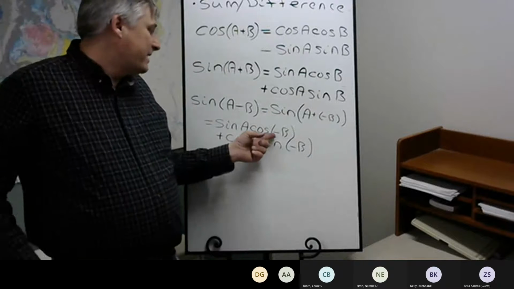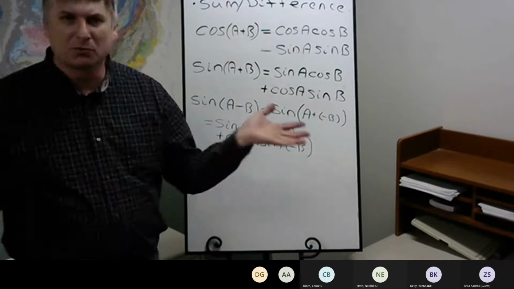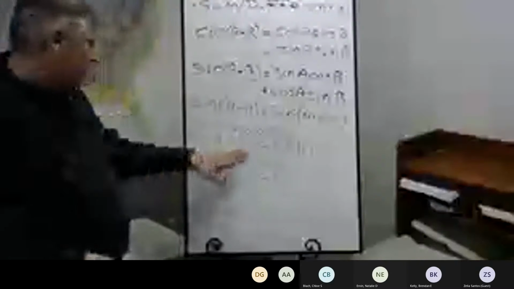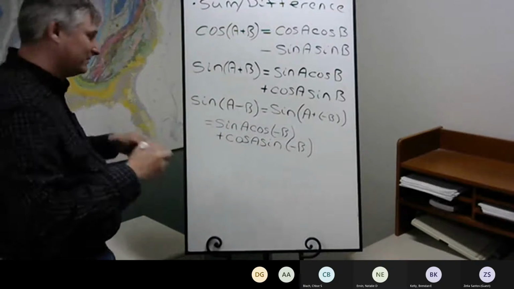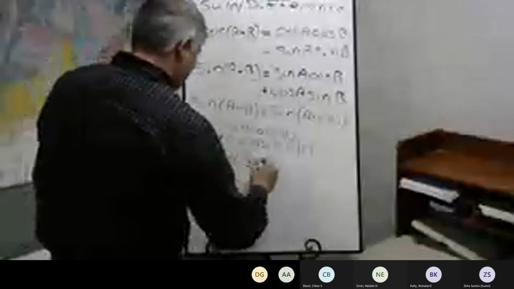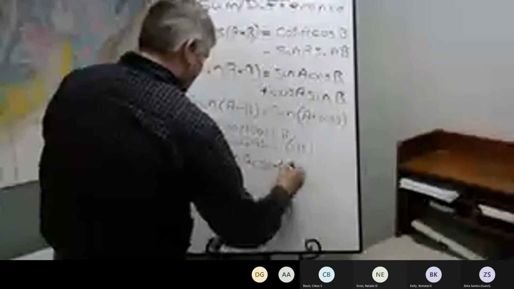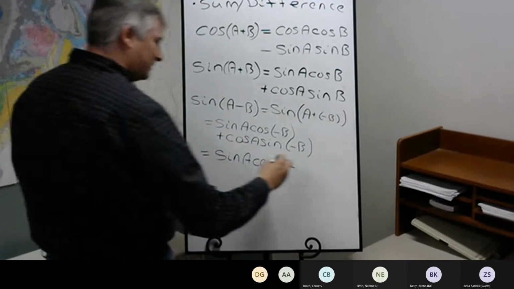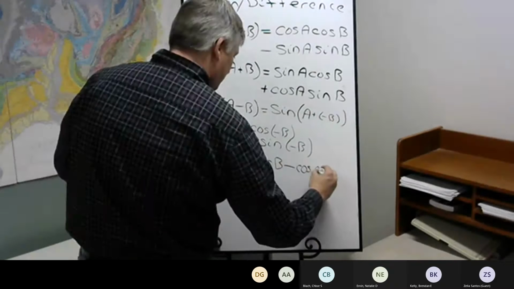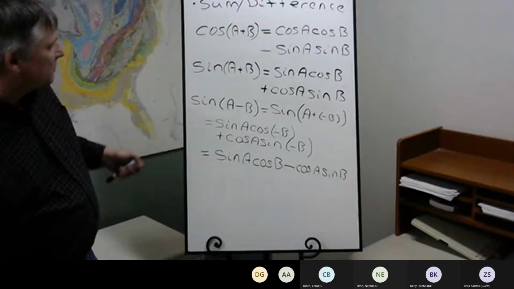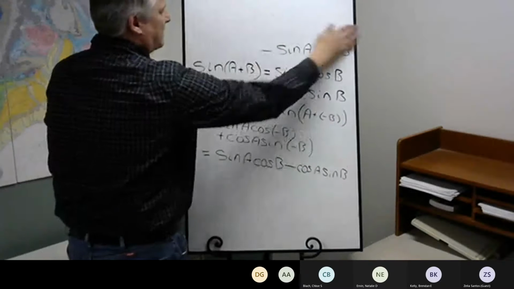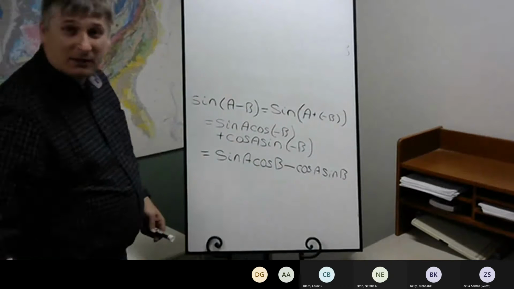So again, the cosine of a negative takes out the negative, it goes away, behaves like an even function. Sine of a negative is going to be like an odd function. It's going to come through. So we're going to get this: the sine of A, cosine of B, minus, because this will come on out, cosine A, sine of B. So now we can figure this out, what's the sine of 15 degrees? We can do that. And this is how we do it.